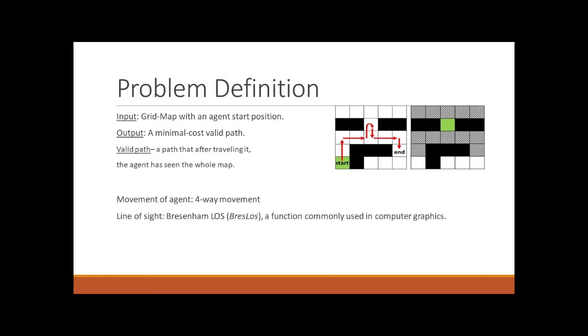You can see at the left picture that the agent is starting at the left bottom cell and the solution is presented as red arrows. The movement of this agent is up, down, left or right, meaning four-way movement. Line of sight is computed with Bresenham's line algorithm, a function commonly used in computer graphics. You can see at the right picture the agent marked as green and the gray cells are the cells that he can see from that location.